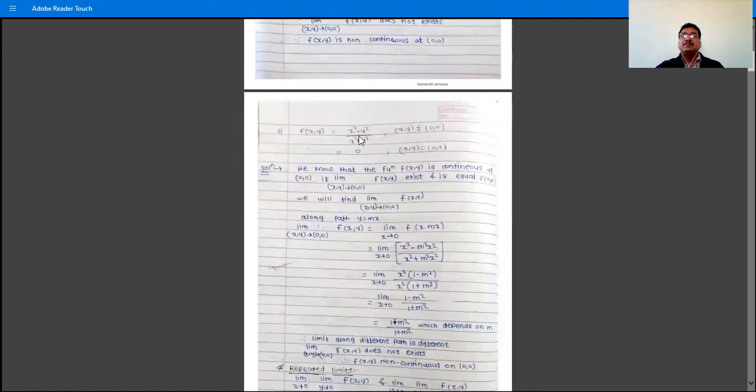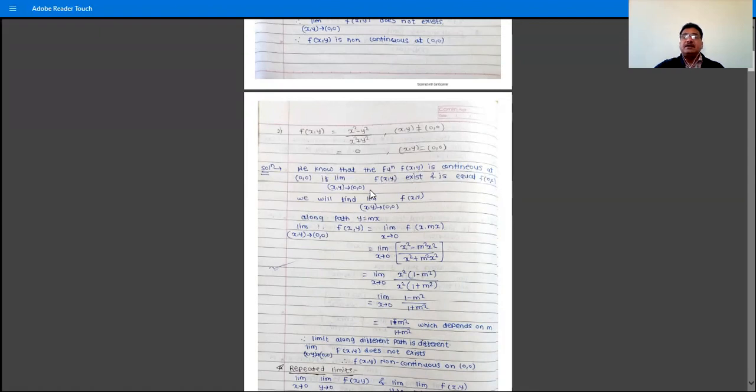Okay, the next example: (x square minus y square) divided by (x square plus y square). Again, what is the question? Either the question is to evaluate the limit of this as (x, y) tends to (0, 0), if it exists, or the question is, for the given function, to discuss the continuity at (0, 0). The function f(x, y) is continuous at (0, 0) if the limit as (x, y) tends to (0, 0) of f(x, y) exists and is equal to f(0, 0).